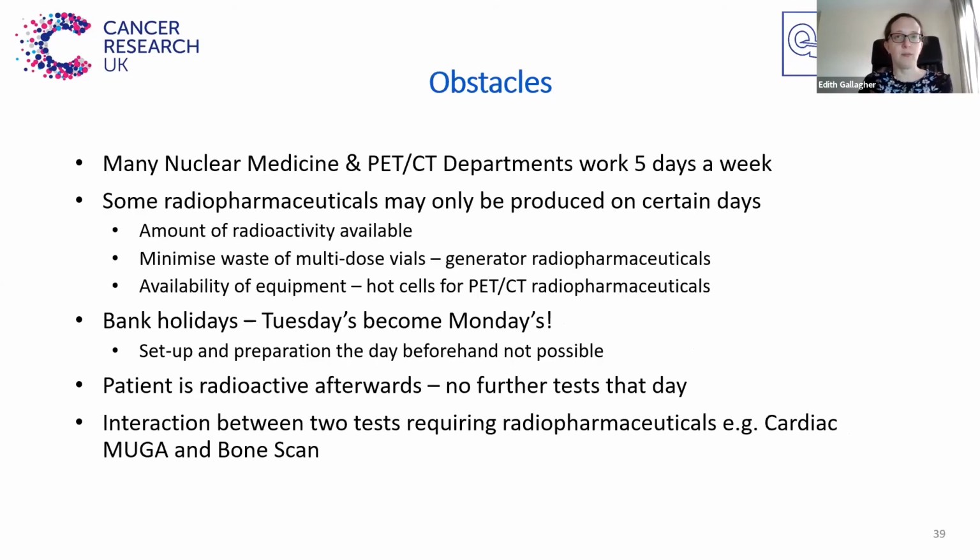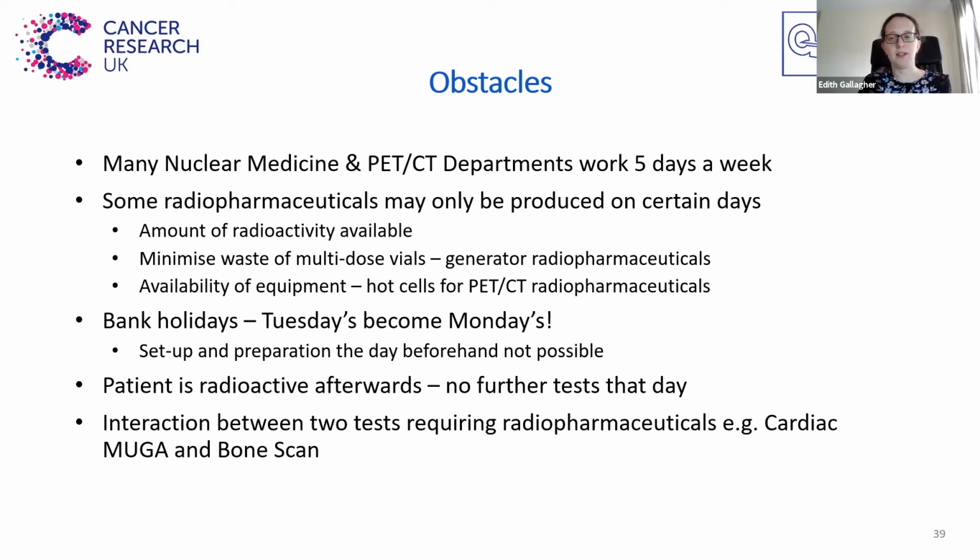I think you may have heard from Jen that most departments work on a 5-day week basis. And as you heard from both as well, radiopharmaceuticals have to be produced every day, which means if the radiopharmacy doesn't produce, then you can't inject and scan patients. Some radiopharmaceuticals may only be produced on certain days, as it can depend on the amount of radioactivity that is available to use. For bank holidays, what would usually happen on a Monday is then moved to a Tuesday.